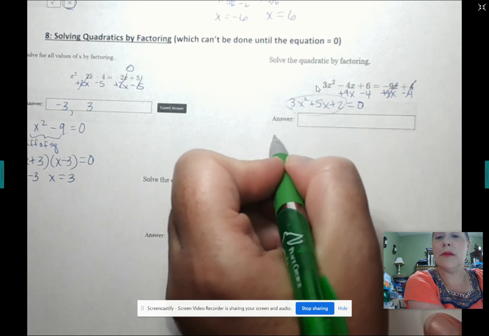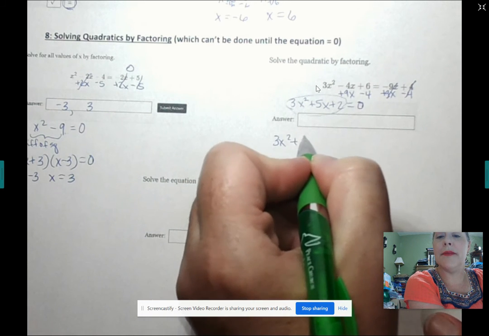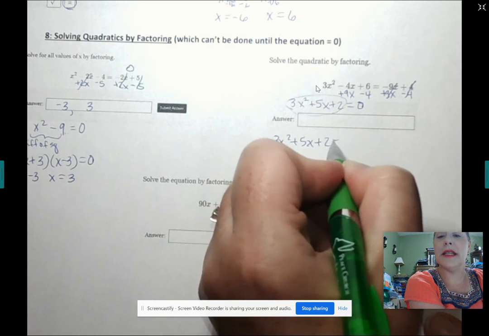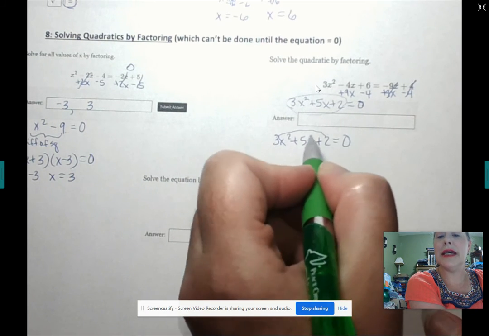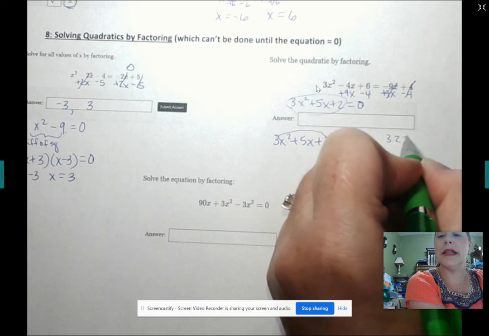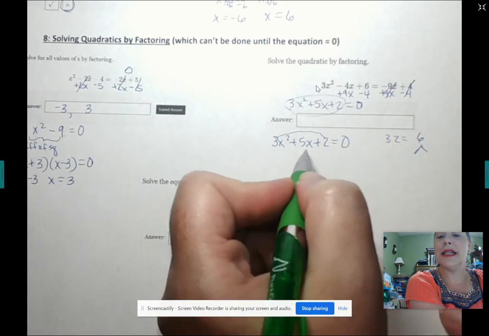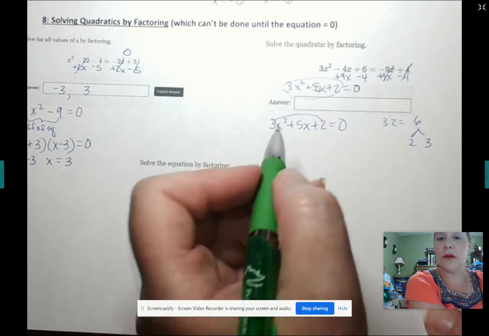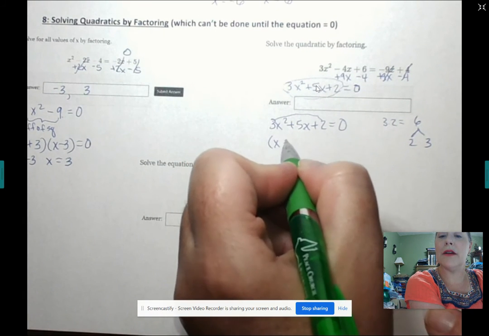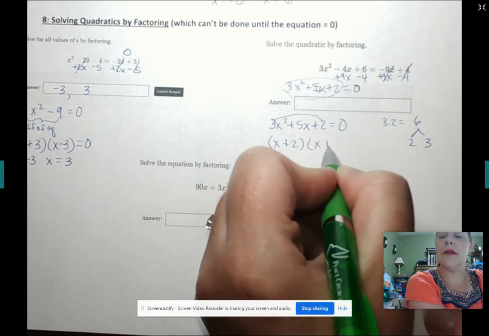So I need to just do my slide and divide method. Luckily, everything's positive, so I'm not going to have to worry about any negatives. So I'm going to multiply a times c, 3 times 2, which is 6. And I'm looking for factors of 6 that add up to 5. And I think we can all agree that those would be the right 2 choices. So my factors will have a +2 and a +3.